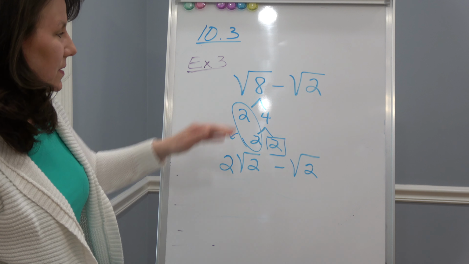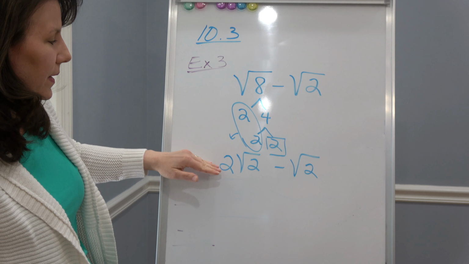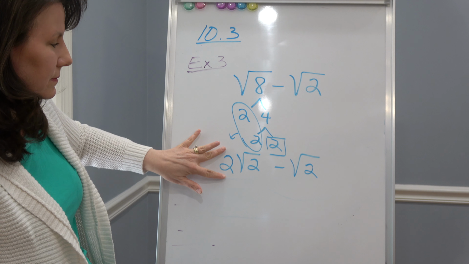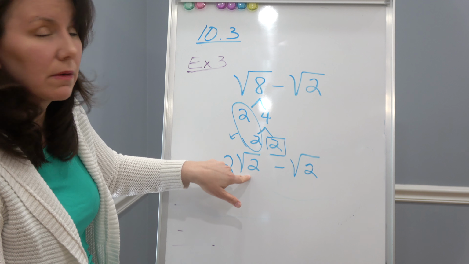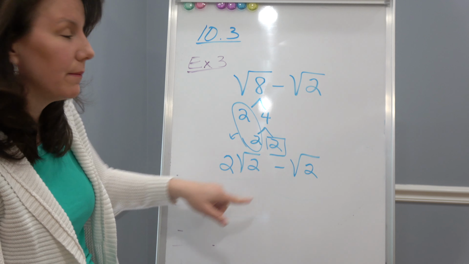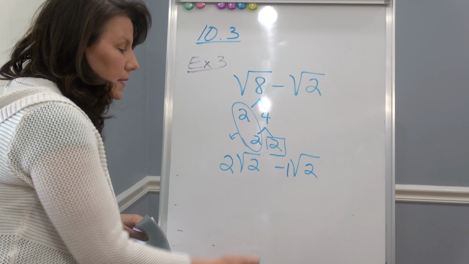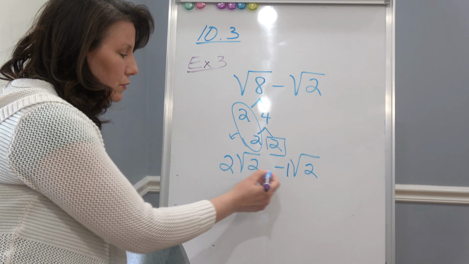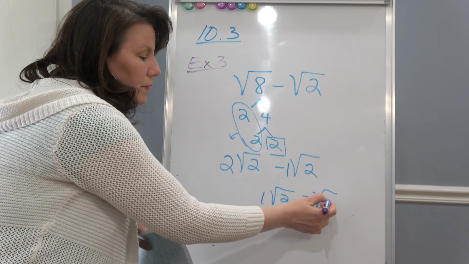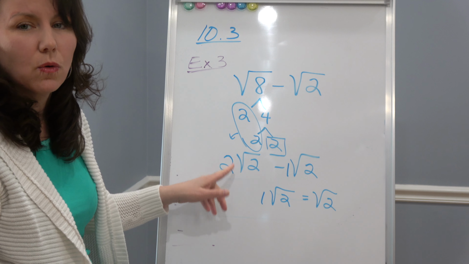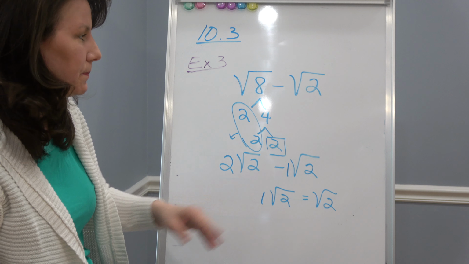So now we get to something where sometimes we can keep going, and sometimes this would be the last thing, but square roots of 2 are like radicals, so we can combine them. Think of this as a 1 square root of 2, so 2 minus 1 is 1. 1 square root of 2, or just the square root of 2. This is just like a 1x, it's the same as an x.